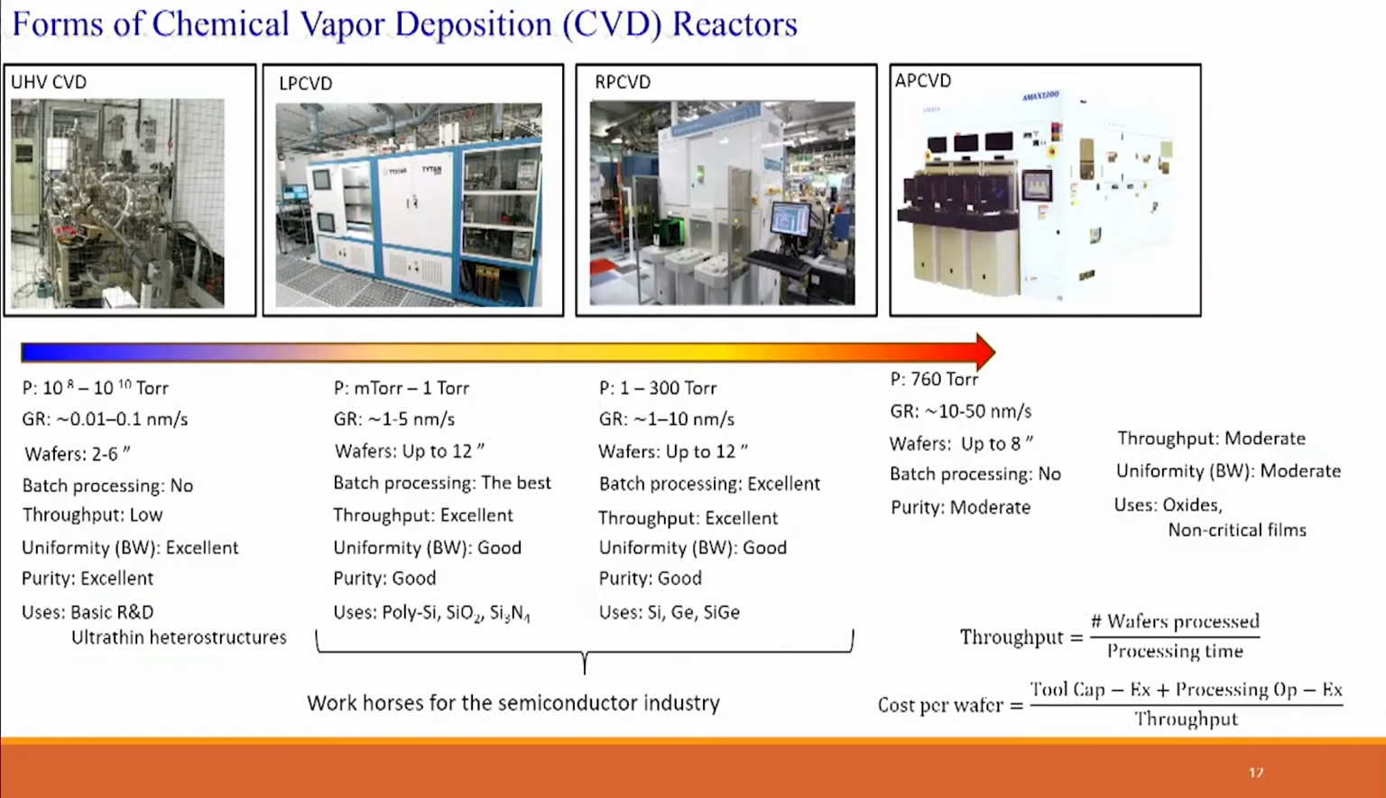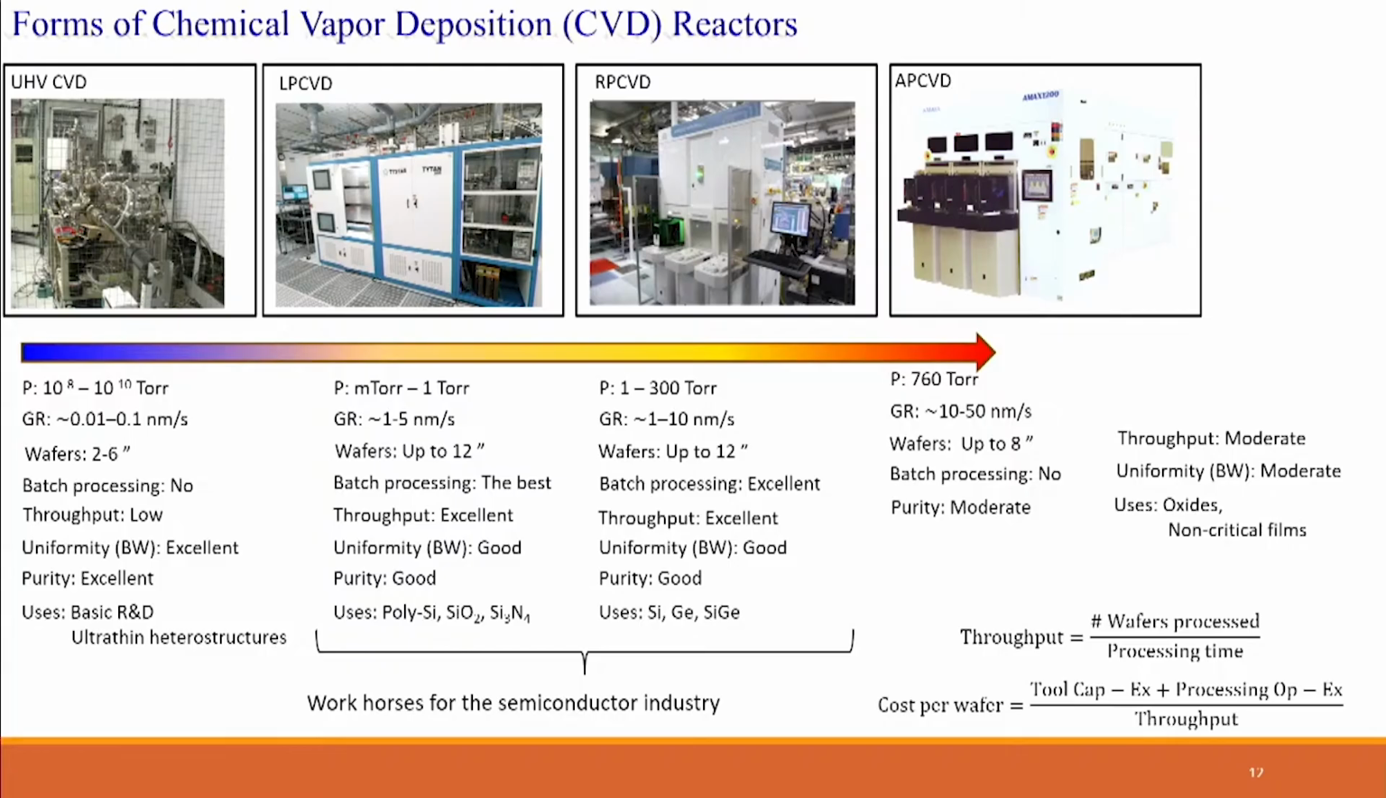In the middle, you have these two, LPCVD and RPCVD. You get good enough crystal quality, good uniformity, and purity. The best part is the extremely high growth rates. You can process multiple 12-inch wafers, which gives excellent throughput. And industry cares about throughput a lot. It's the number of wafers processed over processing time. When industry calculates the economics of the semiconductor industry, the cost per wafer is the tool capex plus processing opex over throughput. These two are the workhorse of the semiconductor industry.